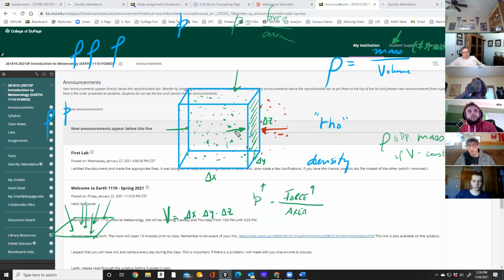So if these molecules hit harder, with more force, then which way would this wall go? Outward, right, expand out. Wouldn't it go to the right? It would go from left to right. Well, what would this wall over here do? Which way would it move?